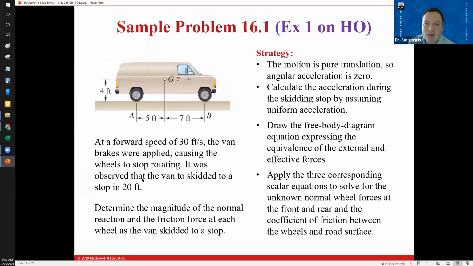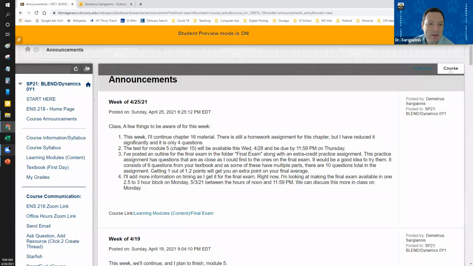Oh, right. We were working on this problem here. The van moving along at 30 feet per second. All of a sudden it stops or it brakes. Wheels stop rotating and it skids 20 feet. So we're in the process of setting up equations so we can find the magnitude of the normal reaction and the friction forces. Now we're not given the weight or the mass of the van, so we're going to solve this in terms of the variables in the end.